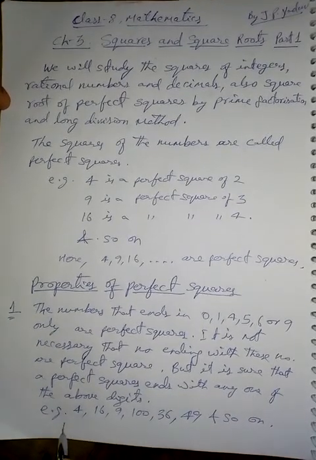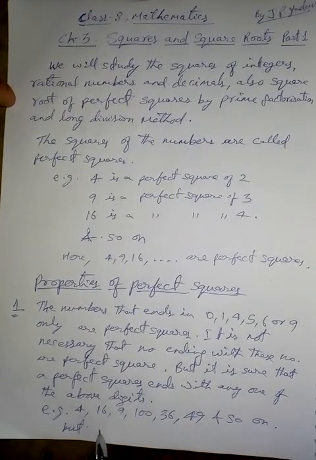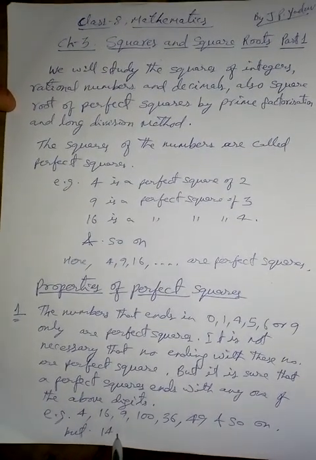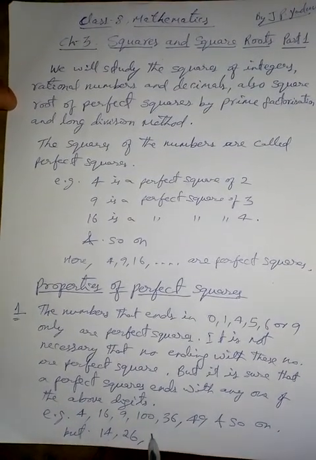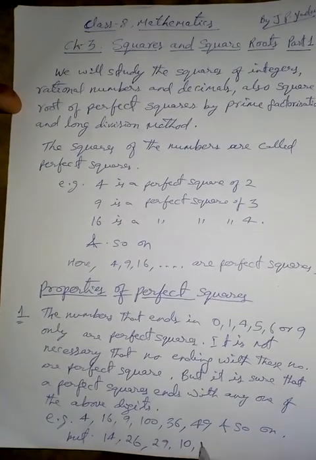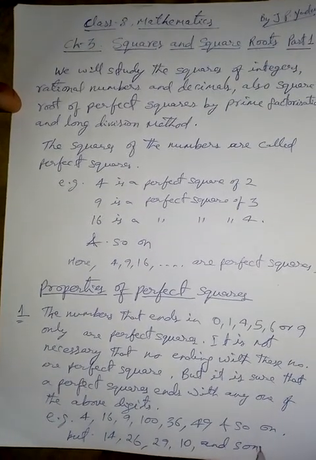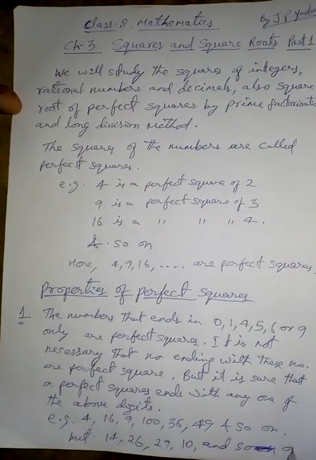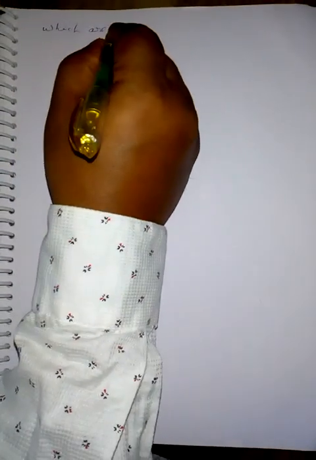But there are other numbers also ending with 4, like 14, 26, 29, 10, and so on, that are not perfect squares.